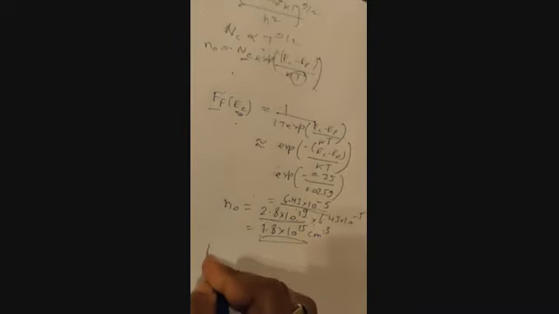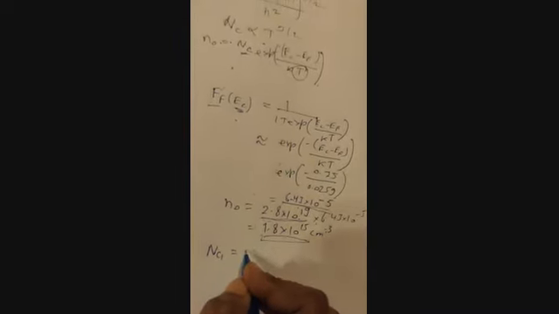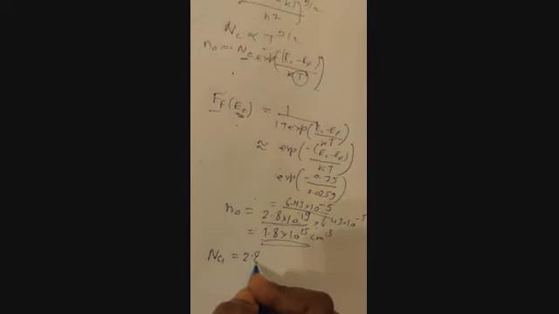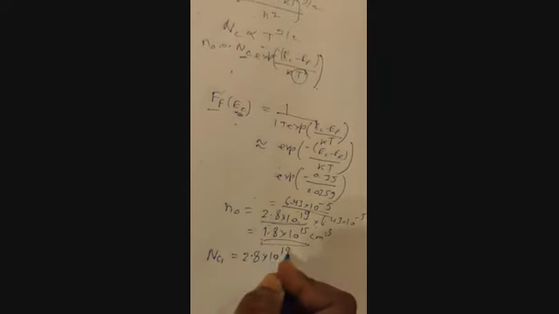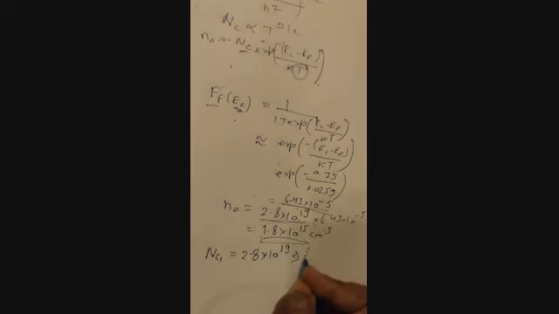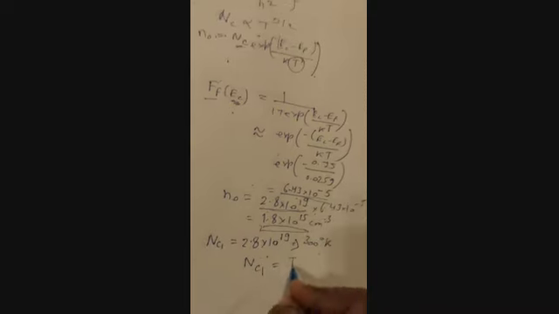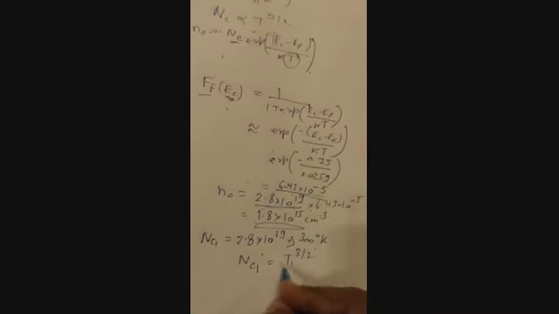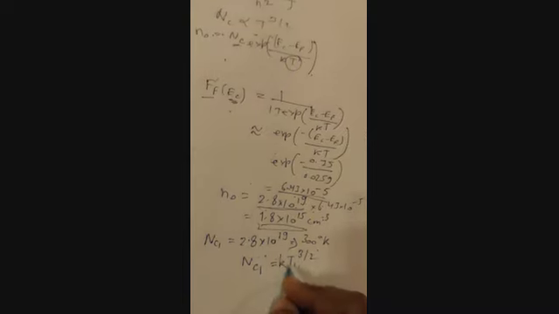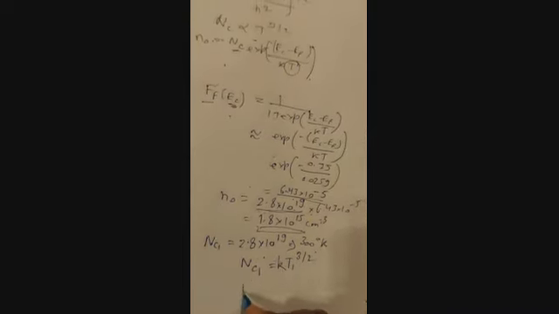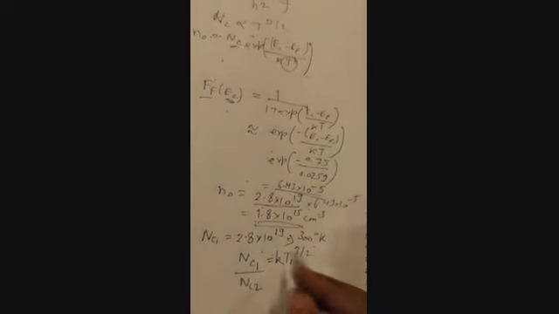So what can I do for different temperatures? Suppose NC1, what is NC1? NC1 is 2.8 × 10^19 at 300 Kelvin. So how does it relate? NC1 is proportional to T1 to the power 3/2. If I omit the proportionality, I will go for some constant. Now NC2 is at 400 Kelvin.